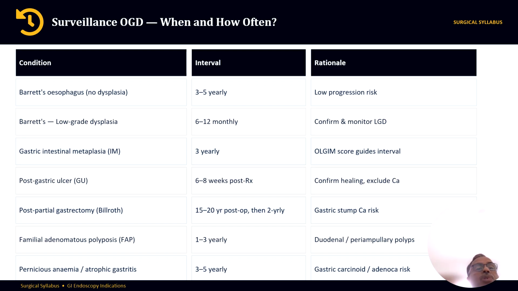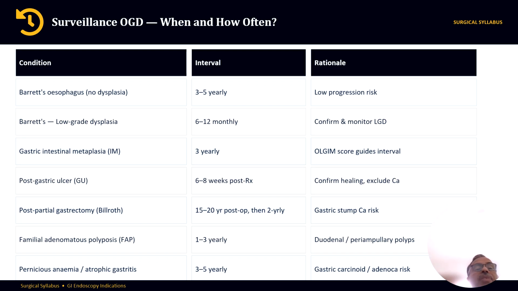In cases of post-gastric ulcer treatment, as a routine, 6 to 8 weeks post-treatment, a surveillance OGDS should be done to confirm the healing and exclude any carcinoma in post-gastric ulcer. In cases of familial adenomatous polyposis, OGDS should be done every 1 to 3 years to rule out any duodenal or periampullary polyps because they are at high risk of development of carcinoma.